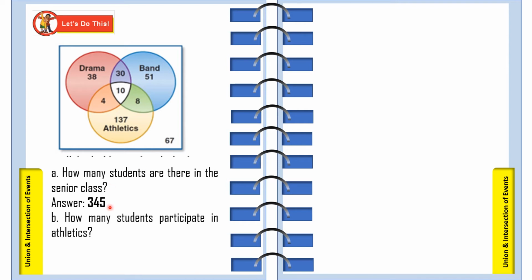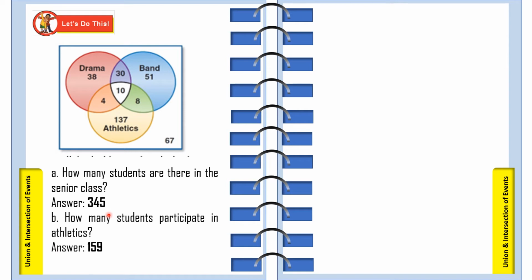Okay? Baka may magtanong, sir, ano po yung 67 na nasa labas? Ito yung bilang ng mga estudyante na under ng senior class, but not included here. Ibig sabihin, wala silang sinalihan sa tatlong activities na to. Pero, senior class sila. Kaya kasama pa rin sila sa bilang. Gets? Nakukuha ninyo? Kasama pa rin yung 67. Kahit wala siya dito sa mga circles na to, parte siya ng ating pinag-uusapan na senior students sa Bagbag National High School. Kasi tinatanong how many students are there in the senior class? So, kasama pa yung 67. Kaya ang total natin is 345.